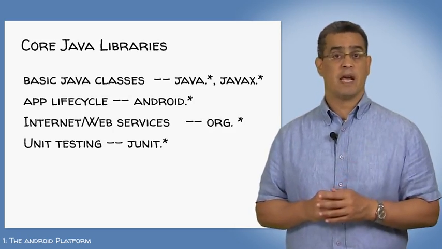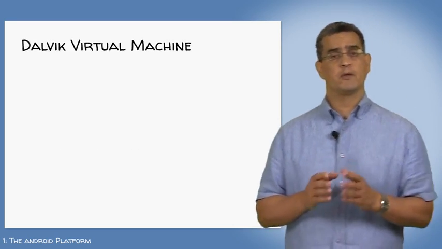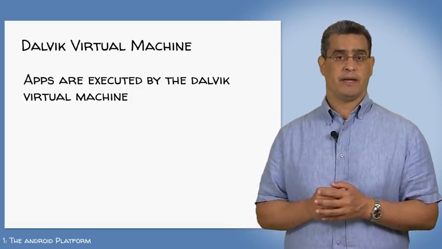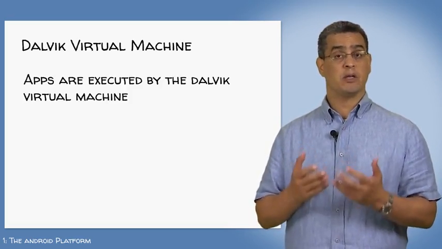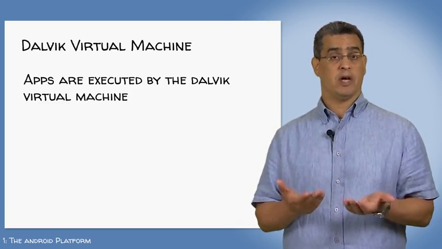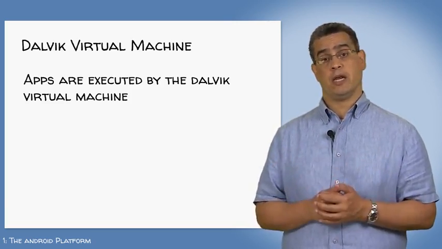The second part of the Android runtime is the Dalvik virtual machine. The Dalvik virtual machine is the software that actually executes Android applications. Now, as I just told you, Android applications are typically written in Java. So you might have assumed that since they're written in Java, they would probably run on a standard Java virtual machine.